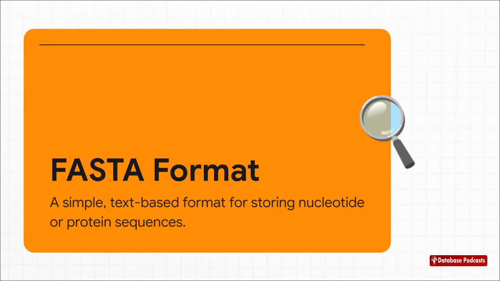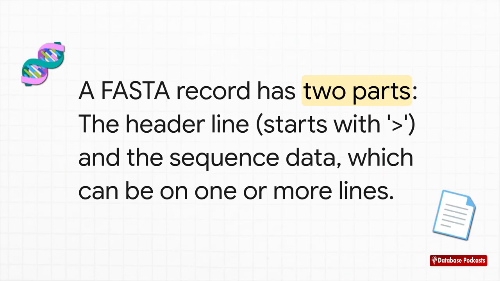Well, the first and maybe the simplest answer is the FASTA format. You can think of it as the original, no-frills solution. It's a plain text format for storing a sequence, whether it's DNA, RNA, or even protein. And its real beauty is in its simplicity. Honestly, it's not much more complicated than the digital version of just jotting down a sequence on a piece of paper.